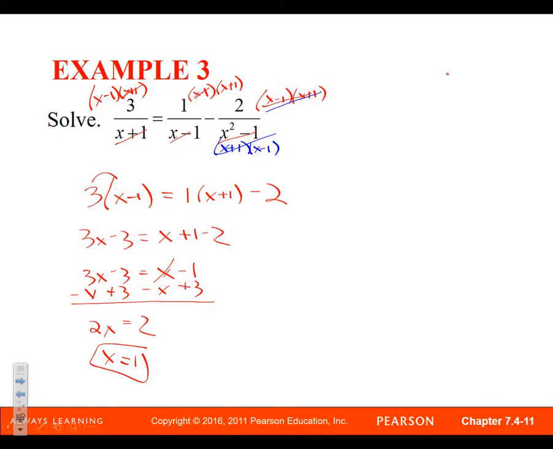Okay, so let's plug it in and check. So 3 halves is equal to, where did the 2 go? Say it again? The 2. Oh, it turned into minus 1. Never mind. Cool. So that's 1 over 0 minus 2 over 0. So does that work? Nope. So this looks like this has no solution.